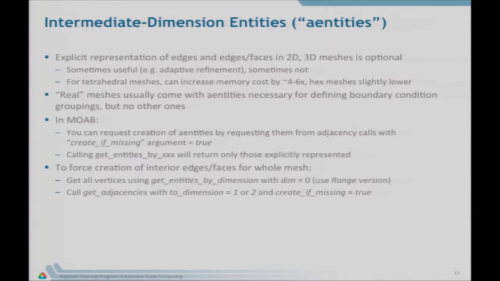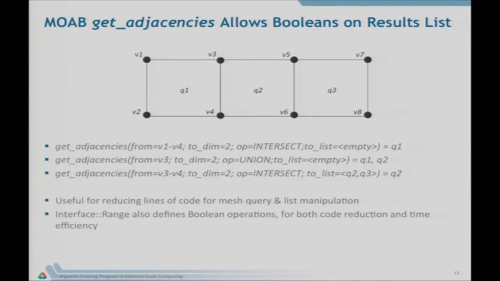Once entities are explicitly created, when you say get all the entities of dimension 2, or get all the adjacent entities of dimension 2 with create-missing of false, it'll only give you back the entities that are explicitly represented. Also, there's another thing that GetAdjacencies does that can be quite useful. When you're dealing with unstructured mesh, you're often doing things like, okay, here's a vertex, give me the adjacent faces. But oftentimes you're saying, okay, here's an edge, or here are two vertices, I want to get the faces that share these two vertices.